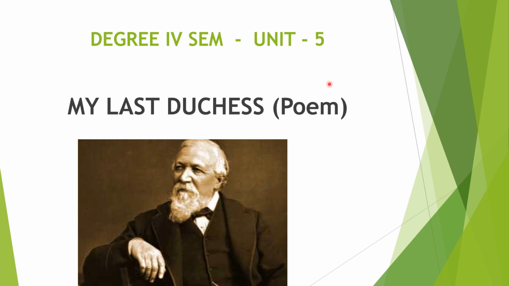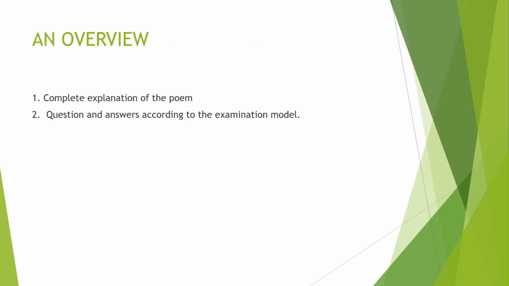Hello everyone. Today we are going to discuss Degree 4th Sem Unit 5 poem My Last Duchess written by Robert Browning. Let's have an overview of today's video. In today's video I am going to give you the complete explanation of the poem and then question and answers according to the examination model. One essay type answer I have solved for you students in the prescribed examination model, how you have to write it in the examination model. Hope it will be very helpful for you.